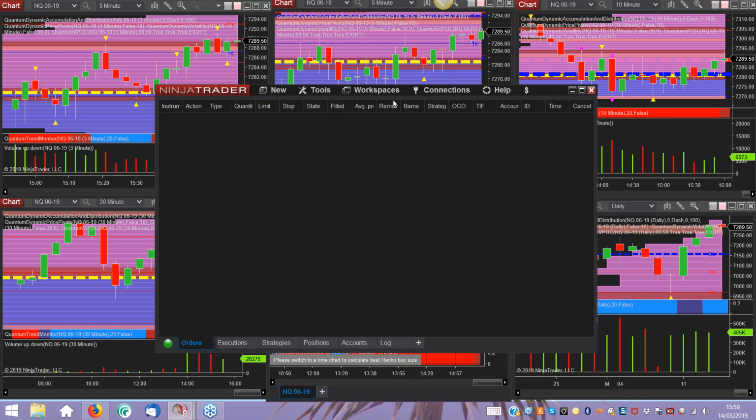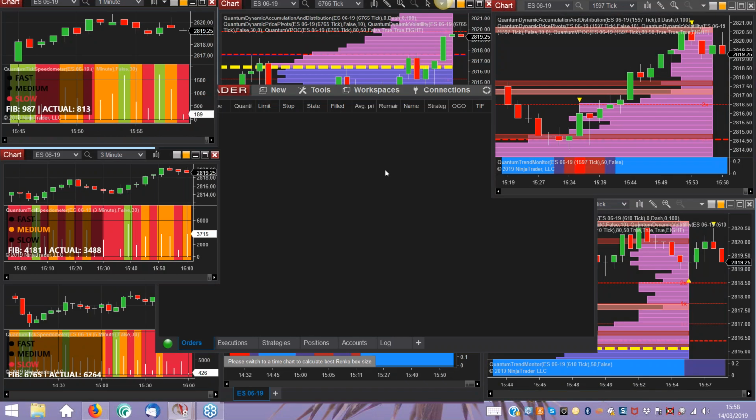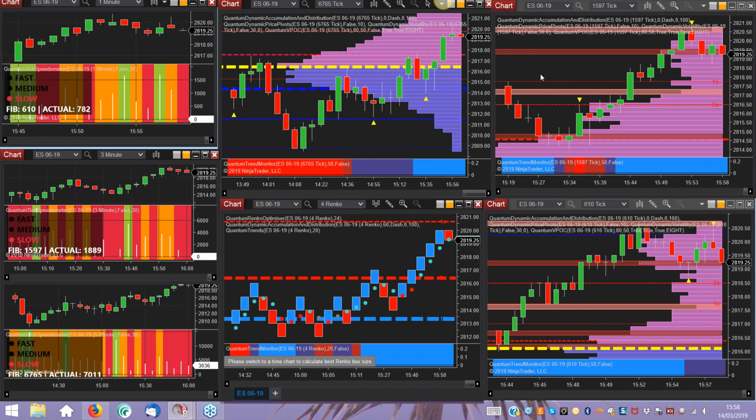Let's go back to the ES, see if that's paused as well. See if the tick values have changed. They've come off a bit. We're on 610 on this one. This one, we're on 1597. No, we're fine. This one's on 6765, so that's fine. We're still running at the right speeds.